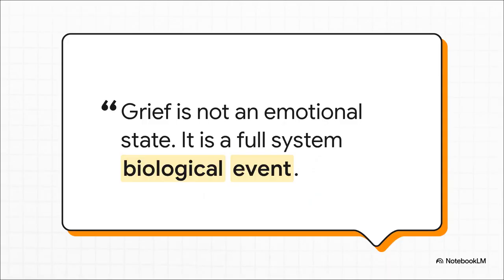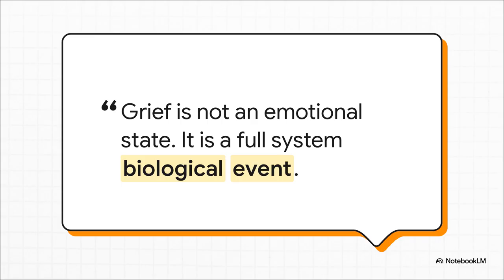Think about this for a second. Grief isn't just a feeling. It's a full-system biological event. When someone receives incredibly tragic news, before their conscious mind can even process the words, their brain has already kicked off a massive physical reaction. We're talking about an electrochemical cascade firing across the cerebral cortex at speeds of almost 400 kilometers per hour. Your body doesn't sit around waiting for your frontal lobe to catch up. It reacts immediately to the threat.